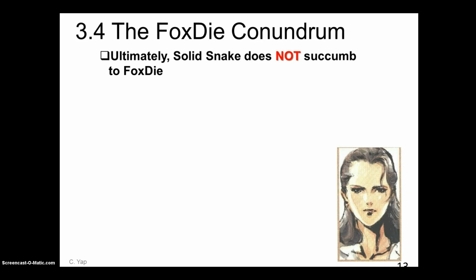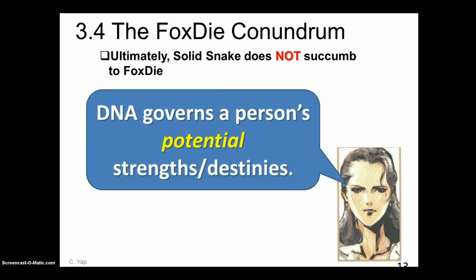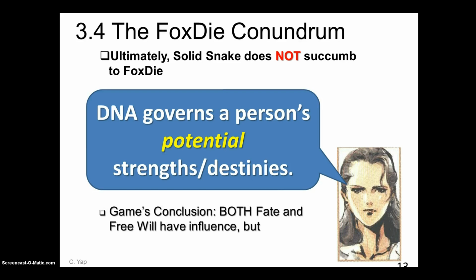And when players in the narrative sort of turn to the inventor of Fox Die, Dr. Naomi Hunter, for an answer, she essentially says that DNA governs a person's potential strengths and destinies. And the game concludes not too long after that, really, and most of the characters are okay with that explanation. The game's conclusion is thus: both fate and free will have influence, but ultimately it's a mystery, which is a kind of strange place to leave the player, but that's how the game ends.